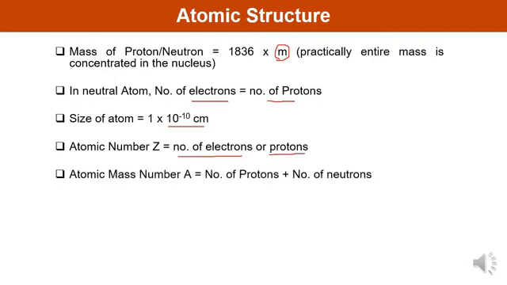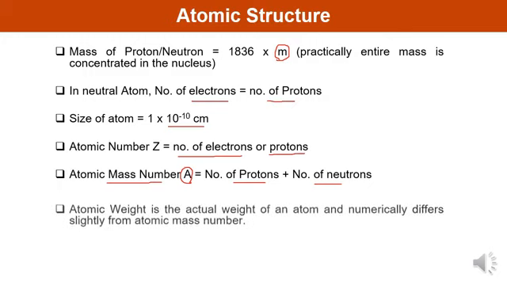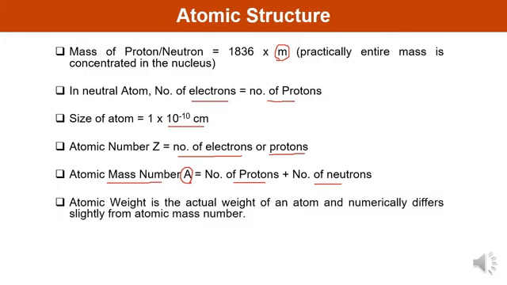There is one more term you have studied, which is the atomic mass number, and this is represented by A. Atomic mass number is equal to the number of protons plus the number of neutrons. Accordingly, there is one more term which is known as the atomic weight. What is atomic weight? It is the actual weight of the atom, and numerically it differs slightly from the atomic mass number. So it is not necessary that the atomic weight and atomic mass of any atom are the same.